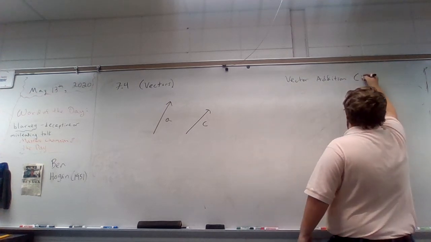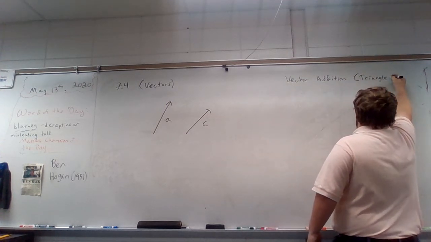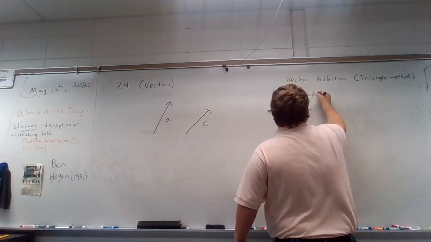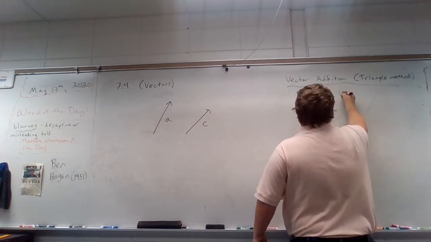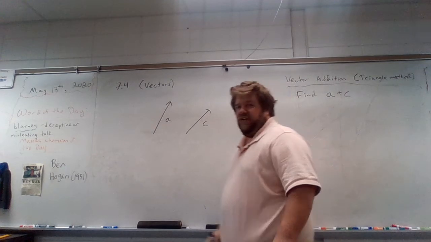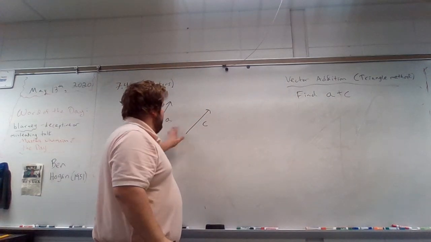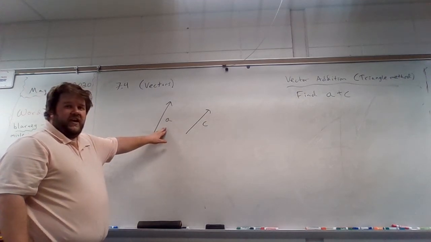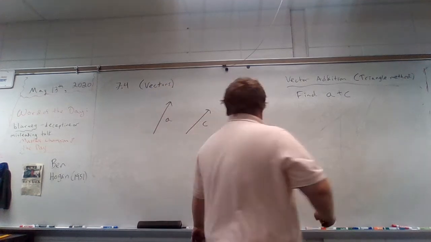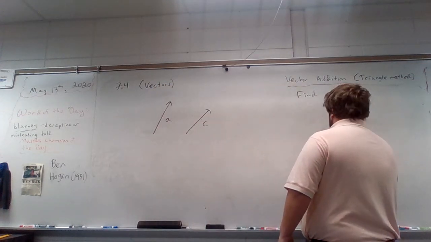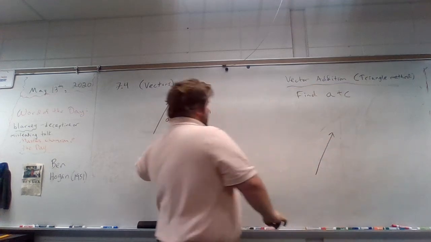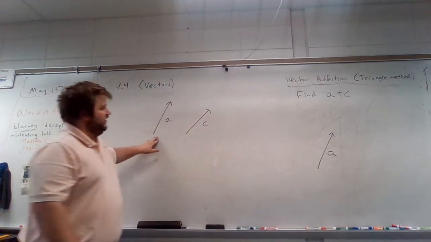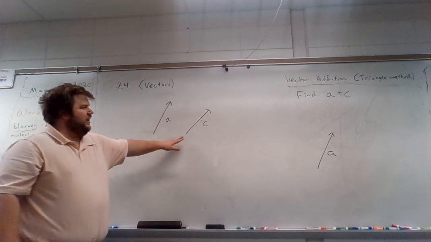And this was called the triangle method. So it just says find, say, A plus C. How do I find the vector A plus C when here's my vector A, here's my vector C, right? So first what I want to do is make a copy of vector A the best you can, kind of replicate that vector. So same length, same direction, same everything. So that's like my vector A.